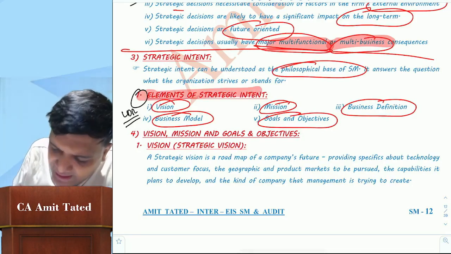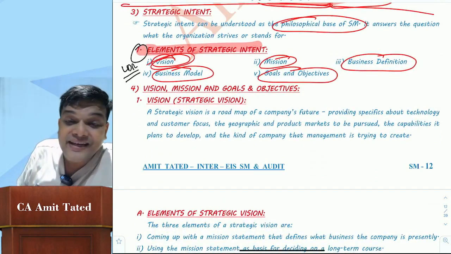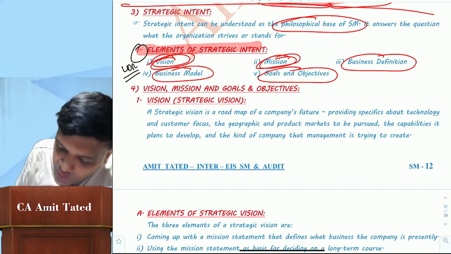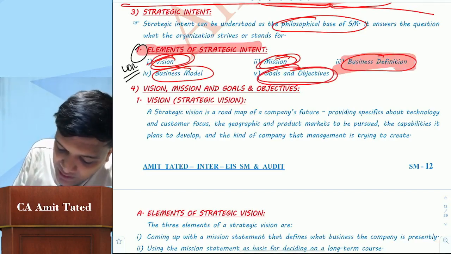So what are the elements of strategic intent? LDR question है, Malik. LDR question है, Atma, LDR question है. Okay, vision is your intention, elements part of intention. Mission is your part of intention. Goals and objectives is part of intention. Now two things come into picture: one is business definition and one is business model.